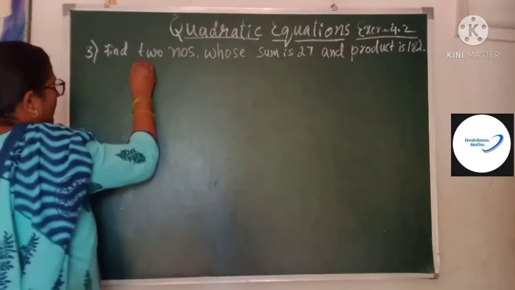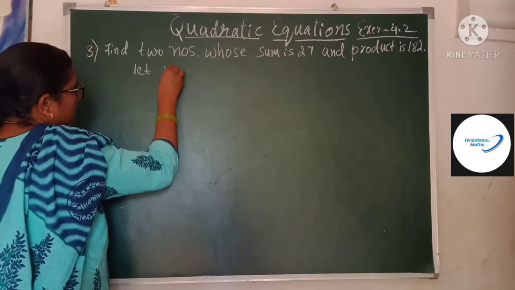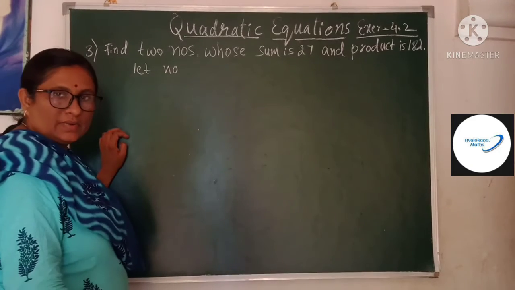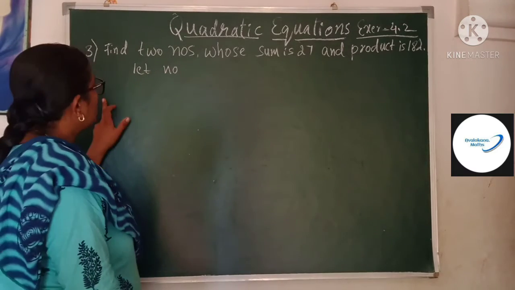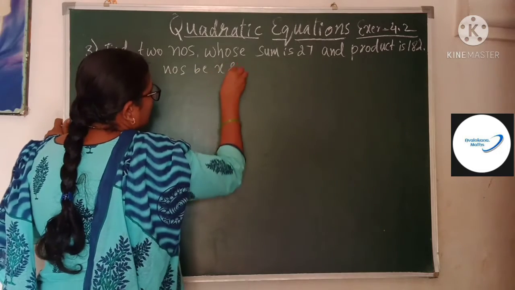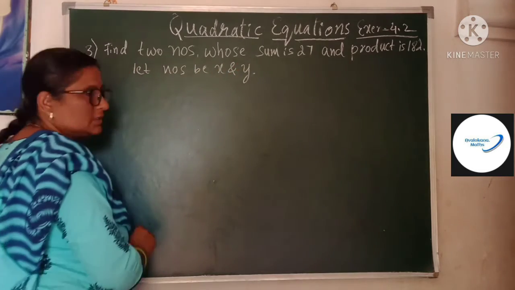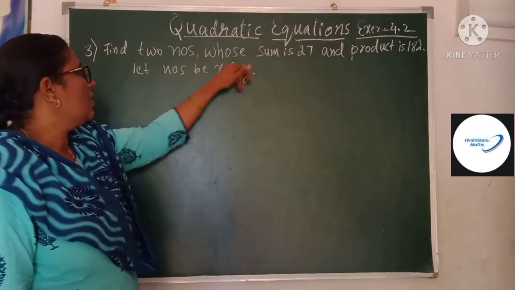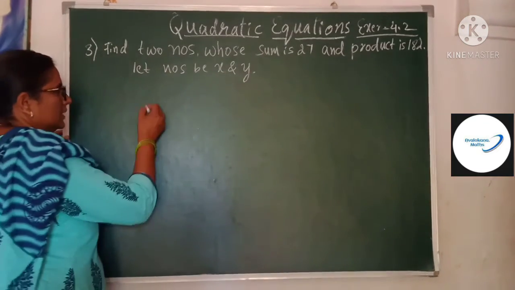So let the numbers be... They are not saying here whether the numbers are positive or negative, no condition. So just take, let the numbers be x and y. Very simple. First expression, that is the first concept. Next, the sum of the two numbers is 27.